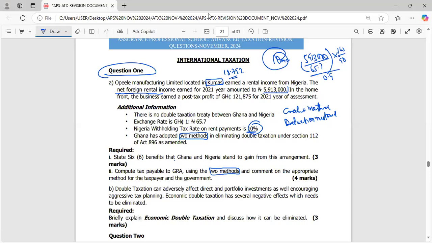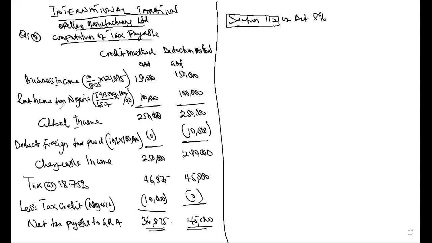So that's what I did here. The rental income from Nigeria: 5,913,000 divided by the exchange rate, 65.7, multiplied by 100 over 90. That will give you 100,000.